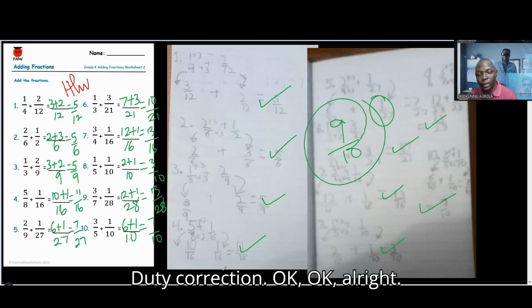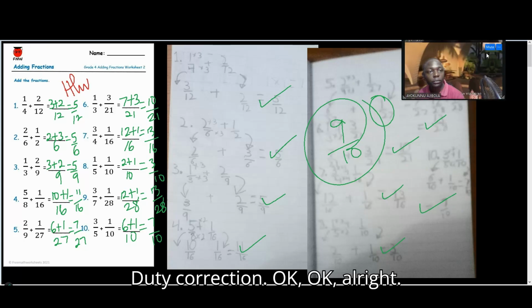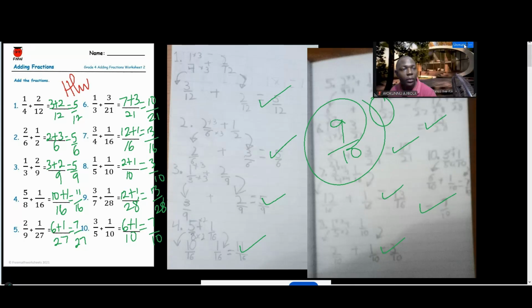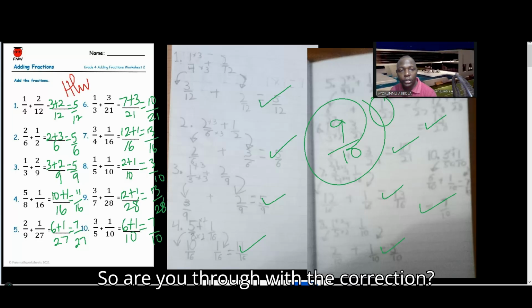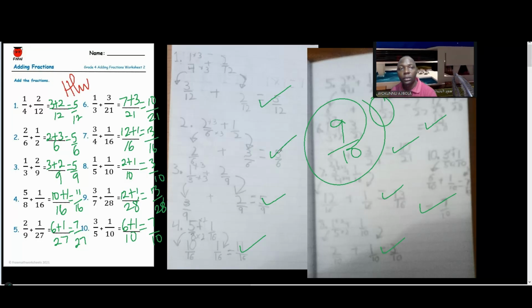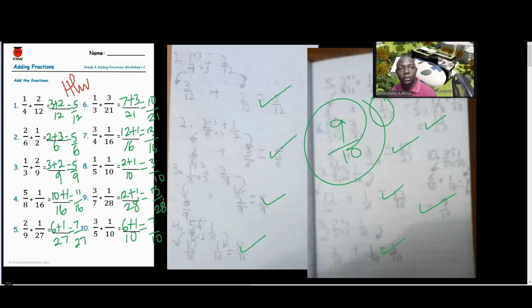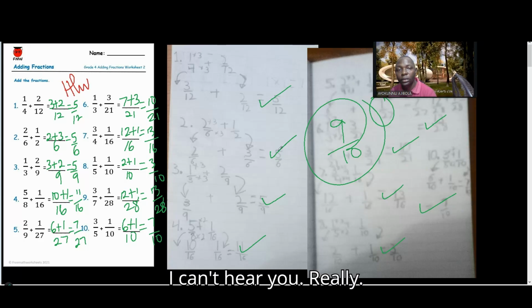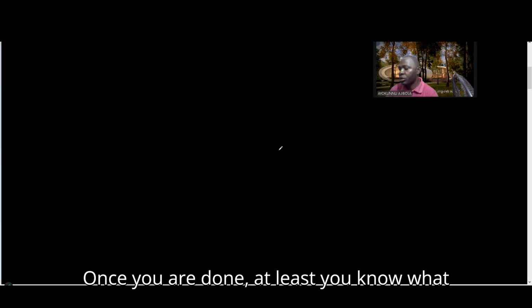Do the correction, okay? All right. We're going to continue shortly. So are you through with the correction? You're muted. I can't hear you. Nearly. Okay, once you're done, at least you know what to do.